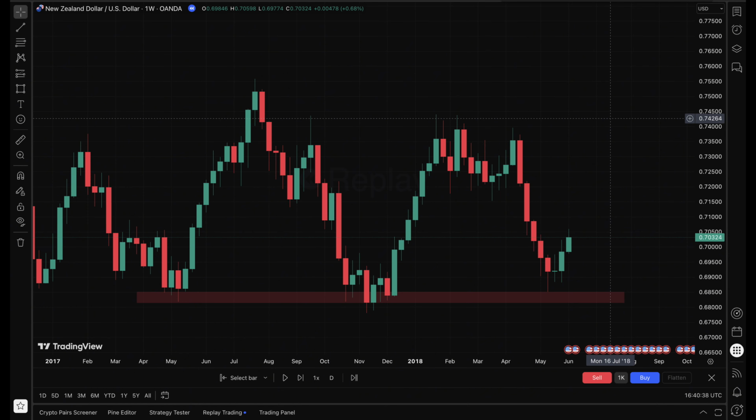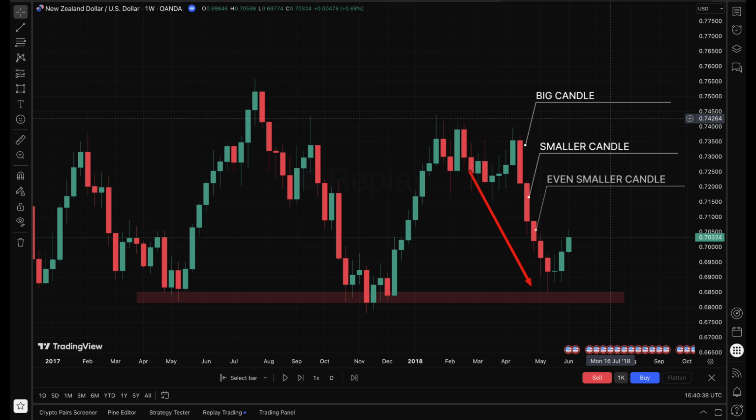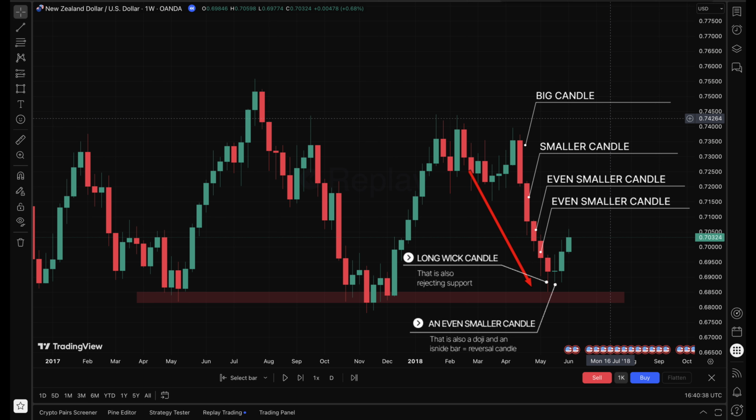Now, as price approaches this level of support, look at how the candles behave. As you can see, we have a big candle, followed by a smaller candle, followed by an even smaller candle, another smaller candle, and then a smaller long wick candle rejecting support. And finally, an even smaller green candle that is also a doji and an inside bar, which is a reversal candle. This results in a bounce upwards.